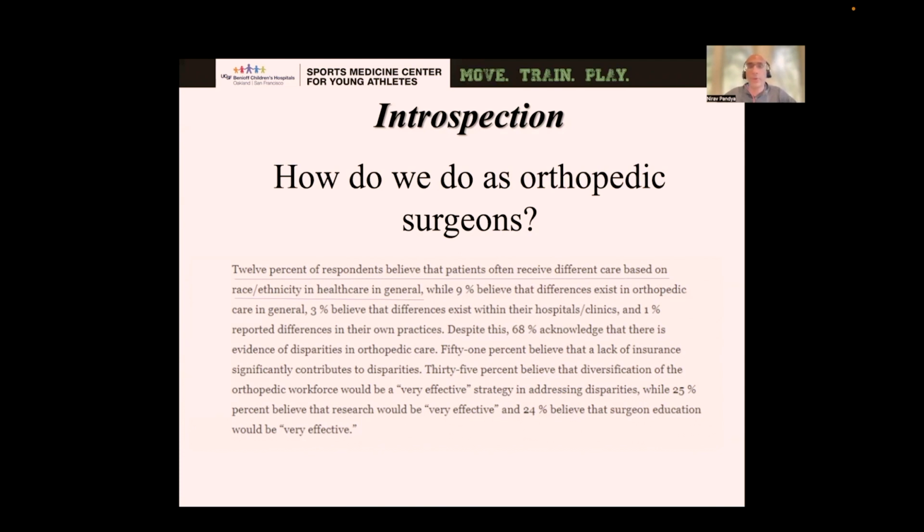our community. We know very clearly that healthcare disparities exist in race, socioeconomic status, all these factors play an important role. But the fact that only 12% of orthopedic surgeons actually think it's a problem is part of the root cause of why potentially we have so many disparities in our subspecialty field.